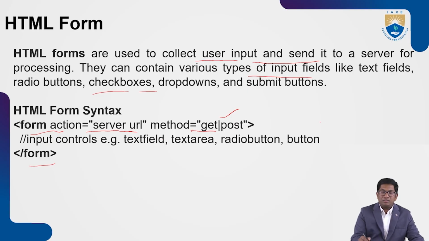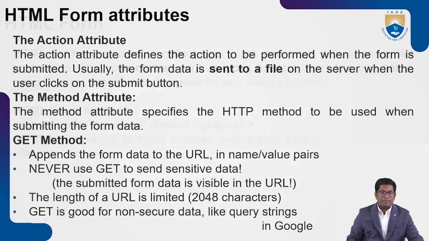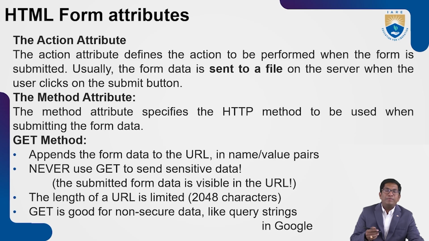In between the open tag and close tag of the form, we give the input fields or input controls like text field, text area, radio buttons, or normal buttons. Next are the HTML form attributes. In the form element we have different attributes: one is method, another one is action.